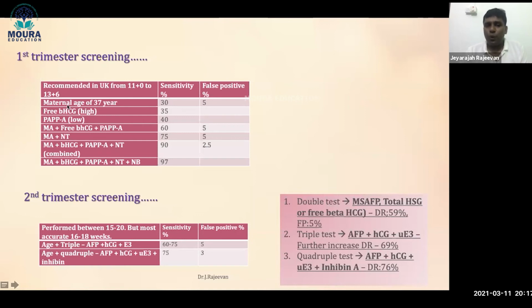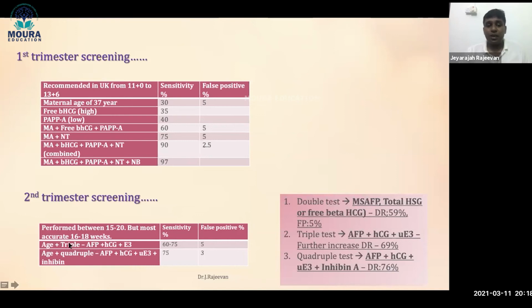So now we know that when you do screening, rather than using an individual screening method, when you combine the factors, the detection rate goes up. At least you need to know what screening methods we can do in the first trimester and which one is better. Right? During the second trimester we are doing different screening methods, because these are specific to first trimester. Then we are doing some different screening methods for the second trimester.